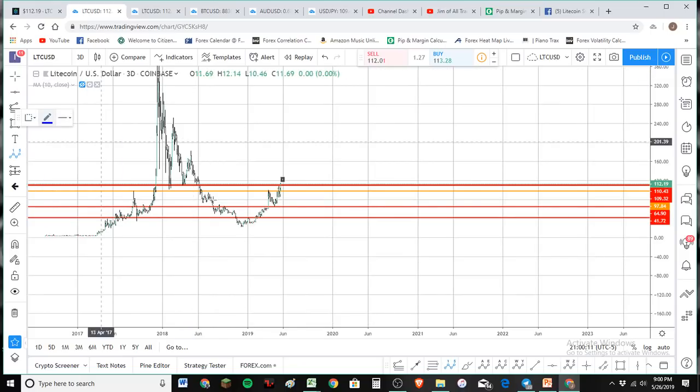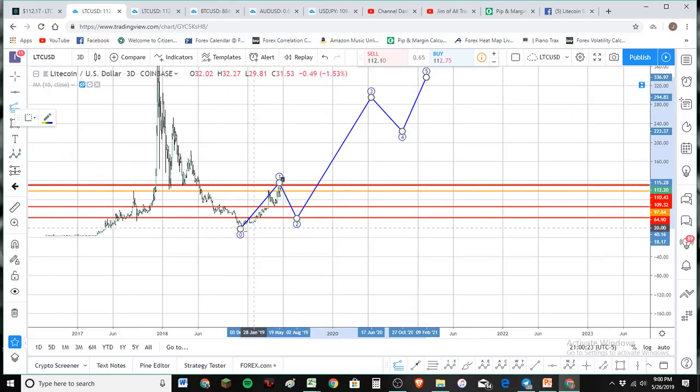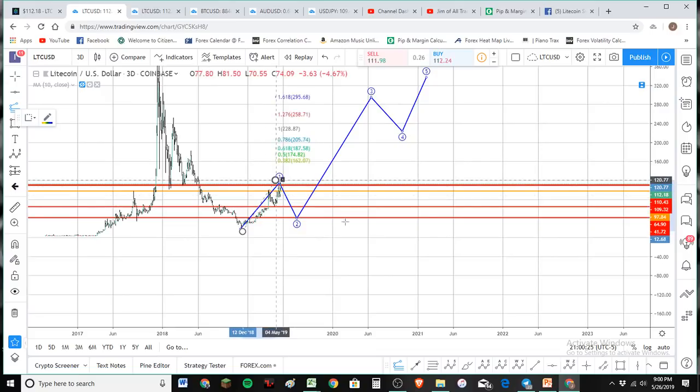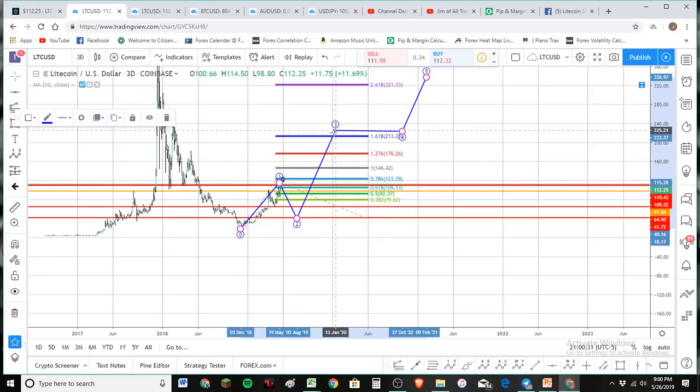Let's get blue here. And this is the 1 wave. I'm going to expect a 2 wave here. 3, 4, 5. Now let me just show you what that looks like. Let's do the extensions on it. It's $213. Sound okay to y'all for Litecoin? If you buy it at $40, if it gets down there, you better believe that's an amazing buy.